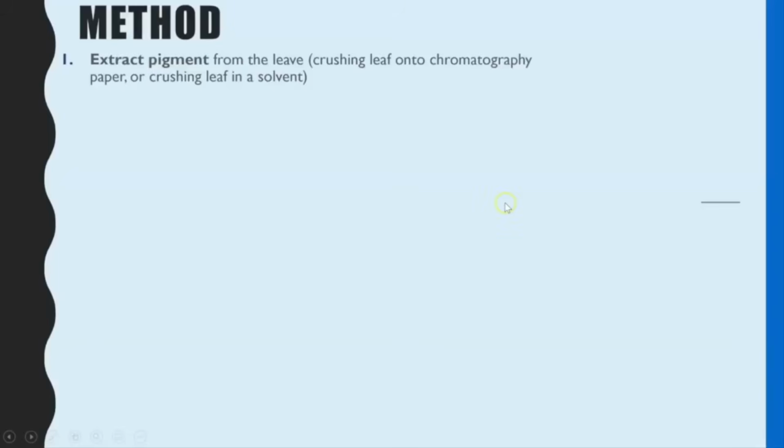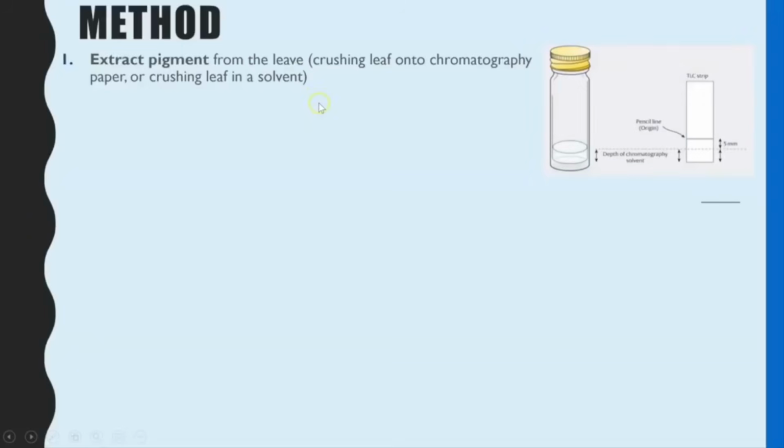So the method that you have to use, number one, you have to be able to extract the pigment from the leaf that you are sampling. And this could either be by just taking the leaf itself and a glass rod and crushing the leaf onto the chromatography paper. Or if you are following the TLC method, you might have to crush the leaf in a particular solvent, so you then have the pigment suspended in that solvent, as a liquid.